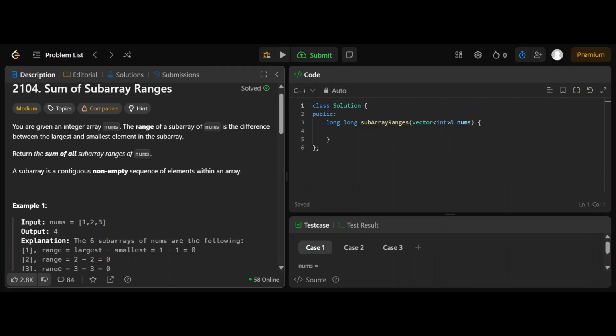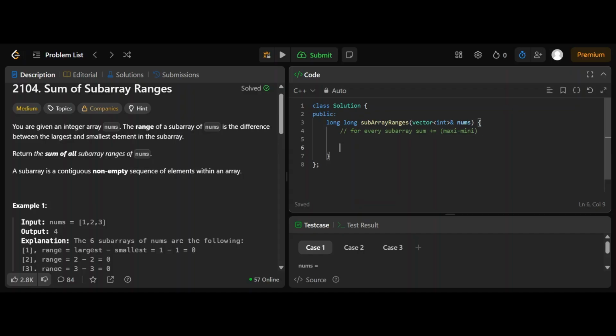So this says that you are given an integer array nums. The range of a subarray of nums is the difference between the largest and smallest element in the subarray. In the previous question we only did the summation of smallest elements of each subarray. This is the summation of differences of largest minus smallest, and we have to return the sum of all subarray ranges of nums. So for every subarray, sum plus equal to maxi minus mini.